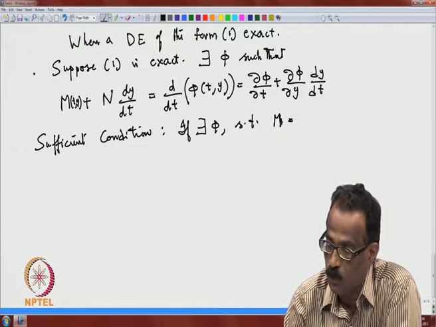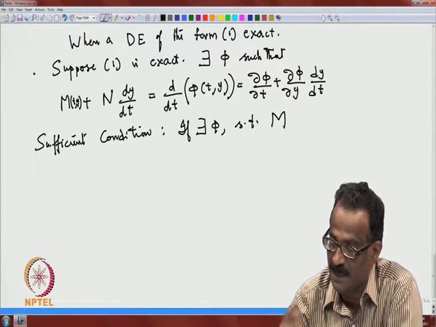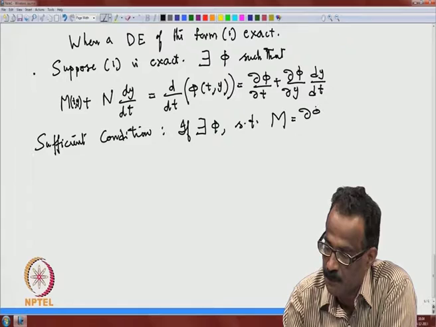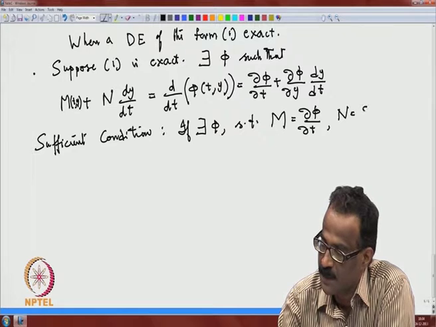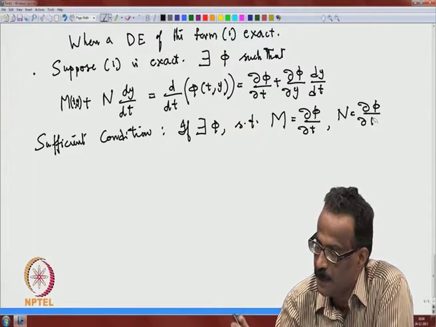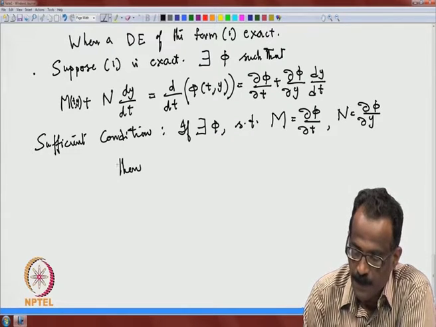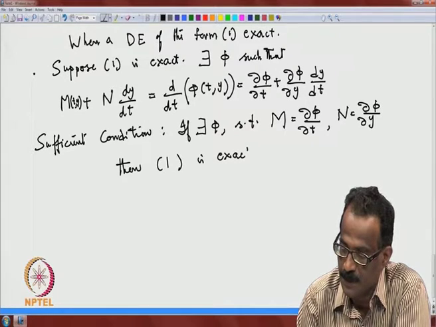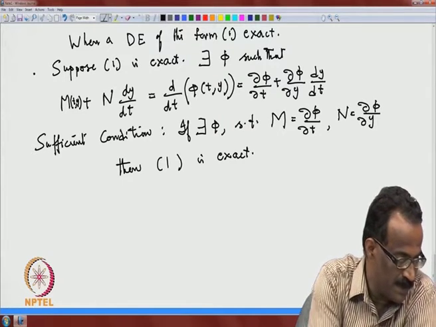So, you are looking for a single two variable function phi such that M is its derivative with respect to the first argument, d phi by dt, and N is the derivative with respect to the second argument, not d phi by dt, d phi by dy. That will imply then that 1 is exact.